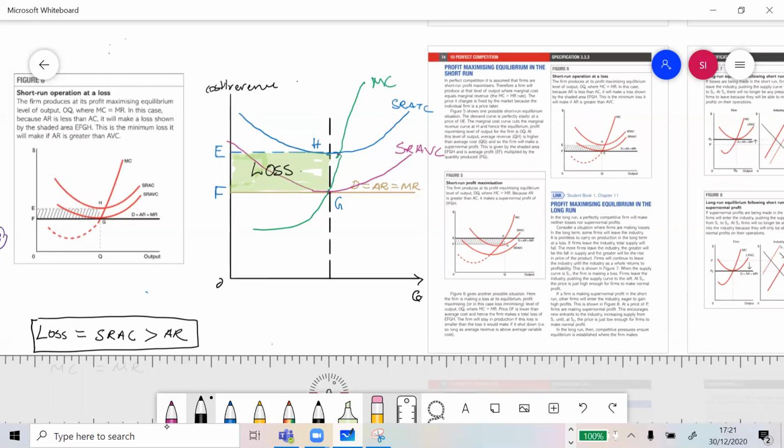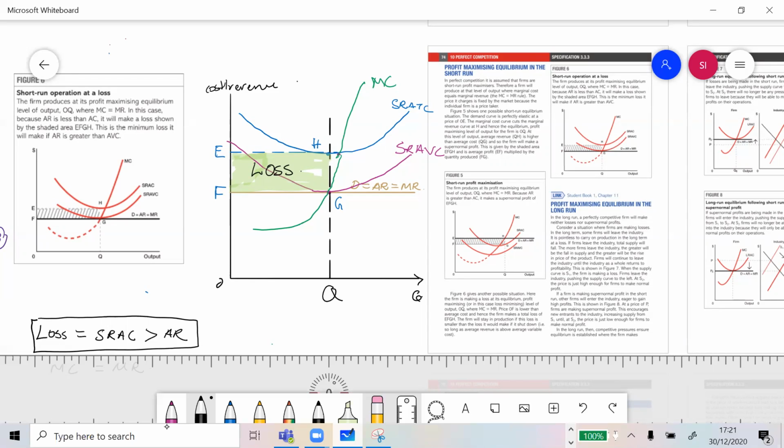The figure gives another possible situation. Here the firm is making a loss at its equilibrium profit maximizing, or in this case, loss minimizing level of output 0Q. This is your Q. Where MC equals MR, price 0F is lower than the average cost. Hence, the firm makes a total loss of EFGH.